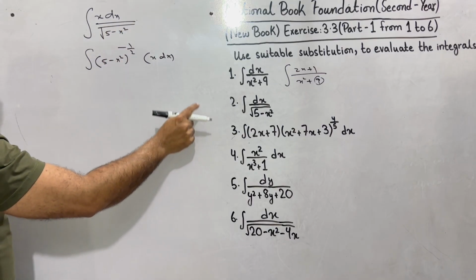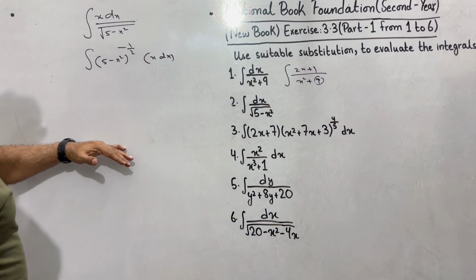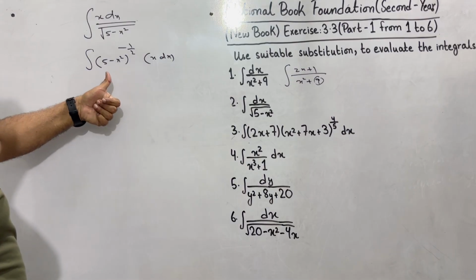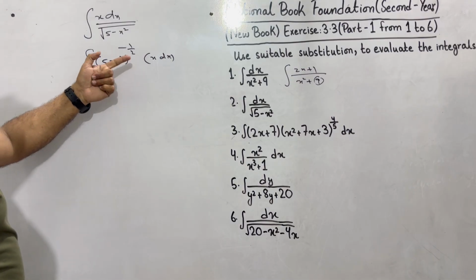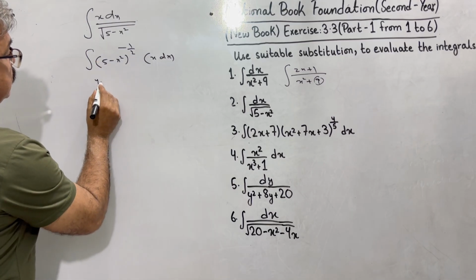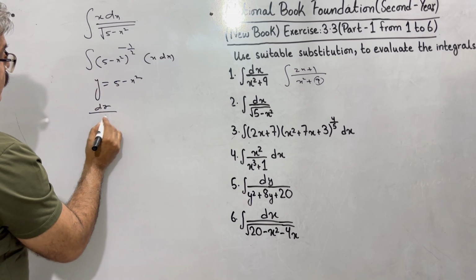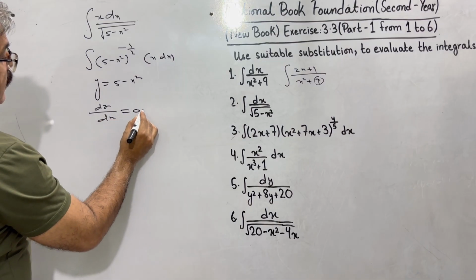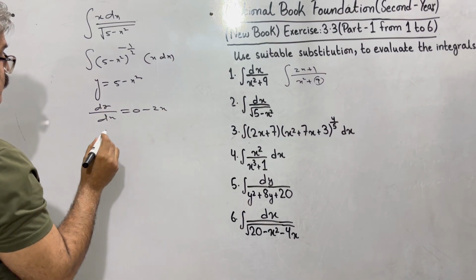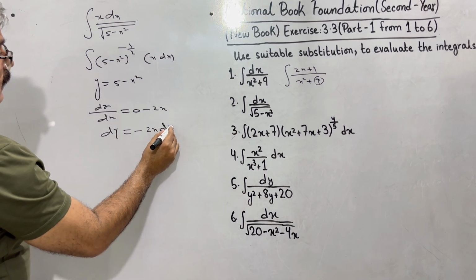If the function is overall 1, as in the case of the previous question, then it is the case of tan inverse. If the function is in the denominator, not having power equal to 1, then it can be moved into the numerator by changing the sign of the exponent. Suppose y is equal to 5 minus x square. Differentiating with respect to x, dy over dx is 0 minus 2x, so dy is equal to negative 2 times x dx.